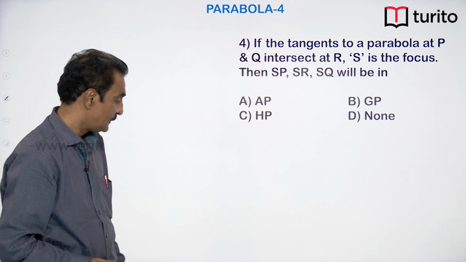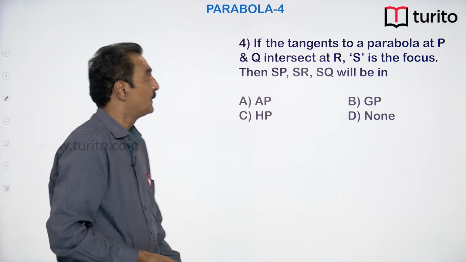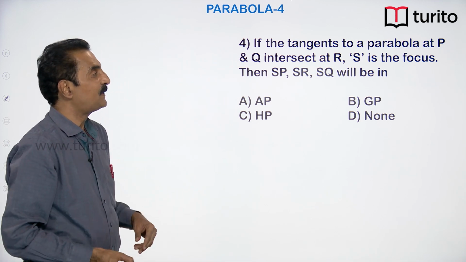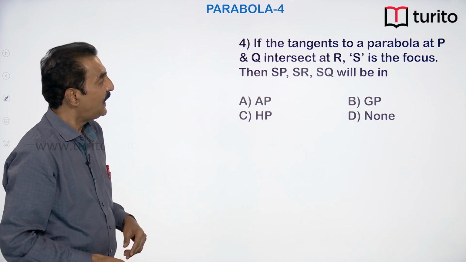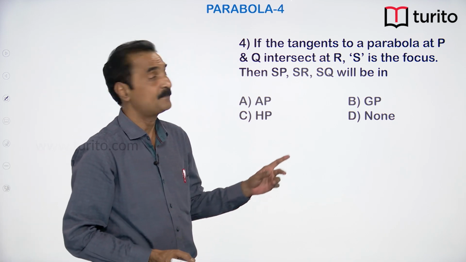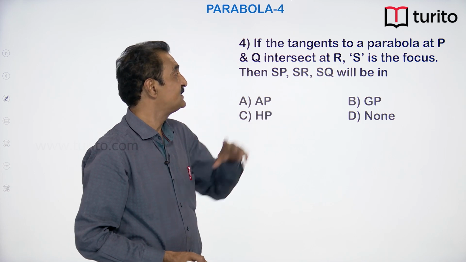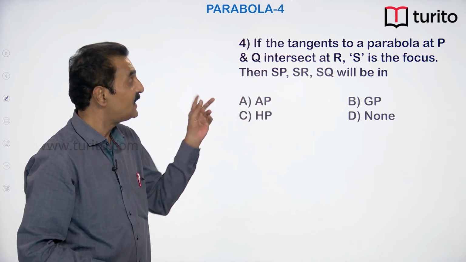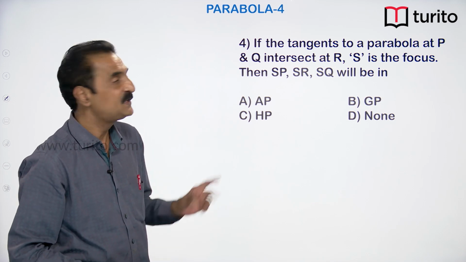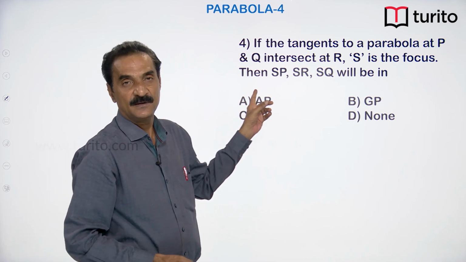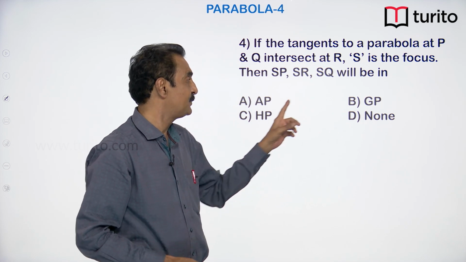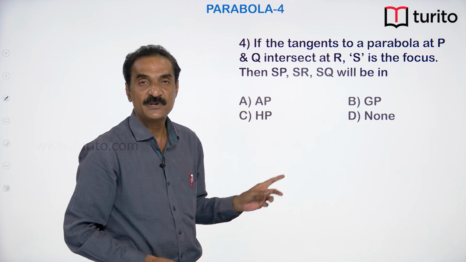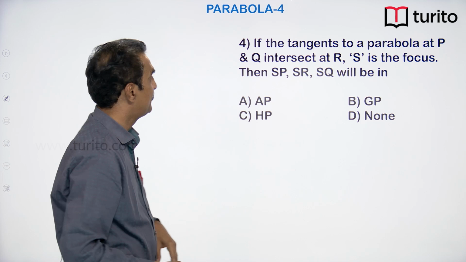Next question. If the tangents to a parabola at P and Q intersect at R and S is the focus, then SP, SR, SQ will be in which progression? AP, arithmetic progression, geometric progression, harmonic progression, and none.